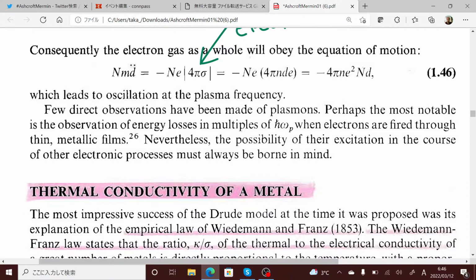Few direct observations have been made of plasmons. Perhaps the most notable is the observation of energy losses in multiples of h bar omega p when electrons are fired through thin metallic films.